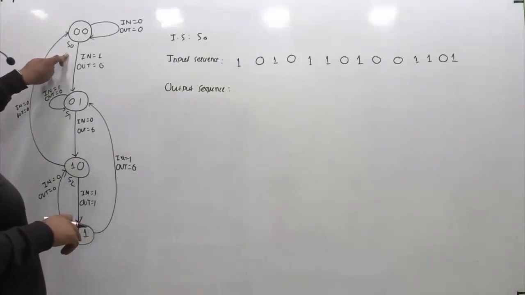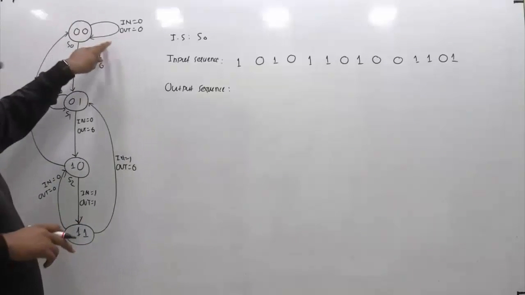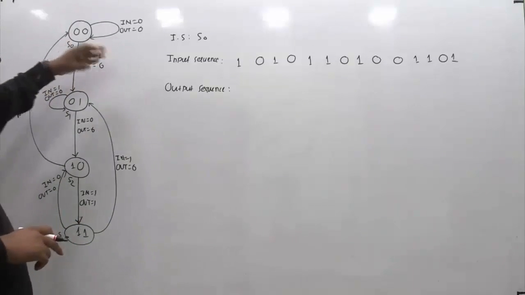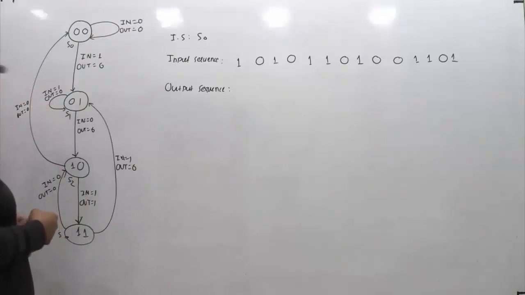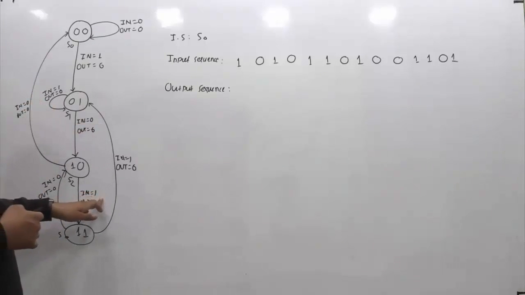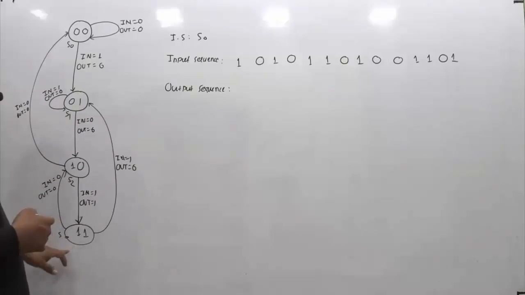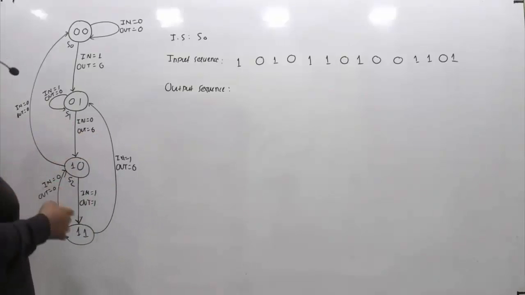Because here, if you see, there are two cases happening. One is this arrow, one is this arrow, right? They differ: this is in equal to 0, this is in equal to 1. Similarly, in every case you have such situations: one for in equal to 0 and one for in equal to 1. So you have to see what the inputs are.